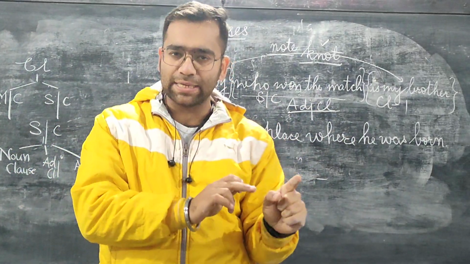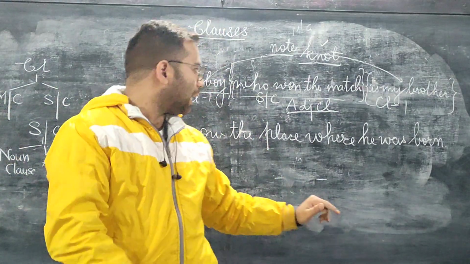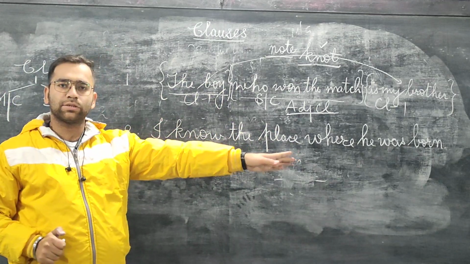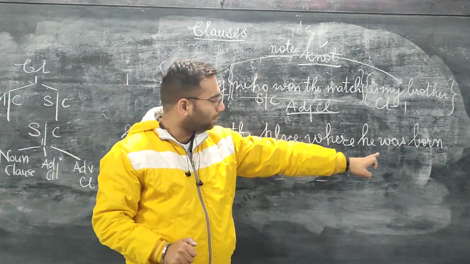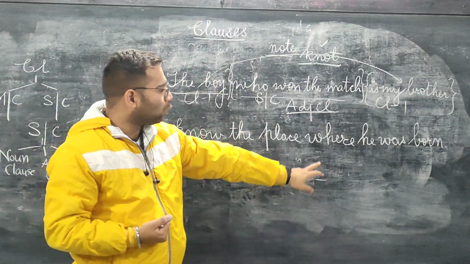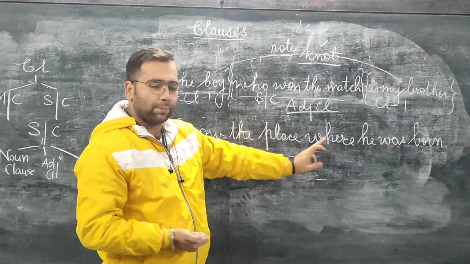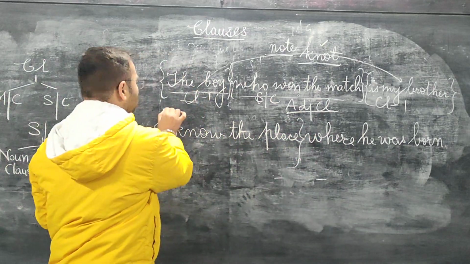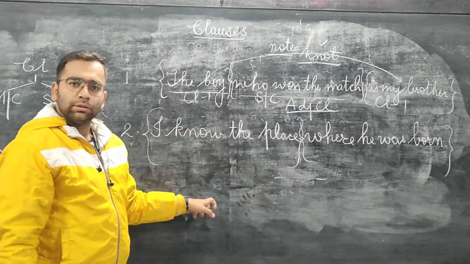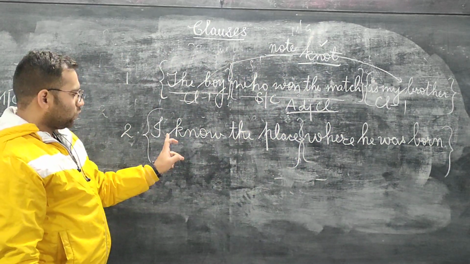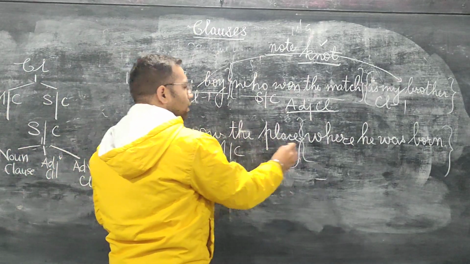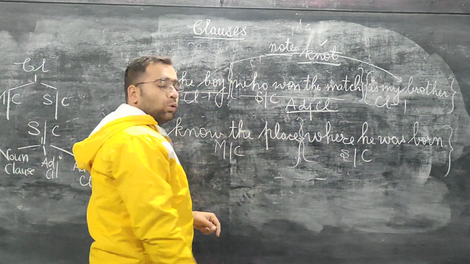Second sentence. I know the place where he was born. Now look at the same sentence. Step by step we will go. Break the sentence. Where is the connector in the row? This whole sentence is like a row. Where is the connector? The connector is here. It means the sentence can easily be broken from here. Yes, you can break it. I know the place is one part. That's okay. This is your main clause. And this is your subordinate clause.